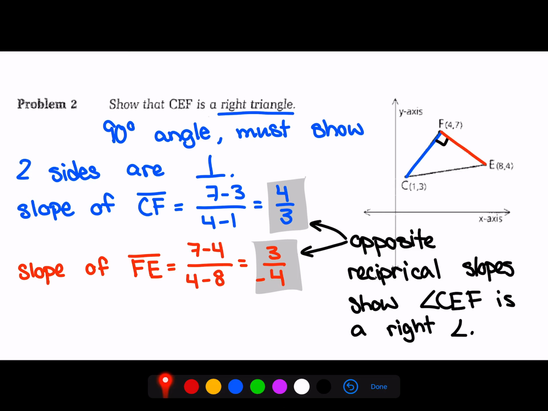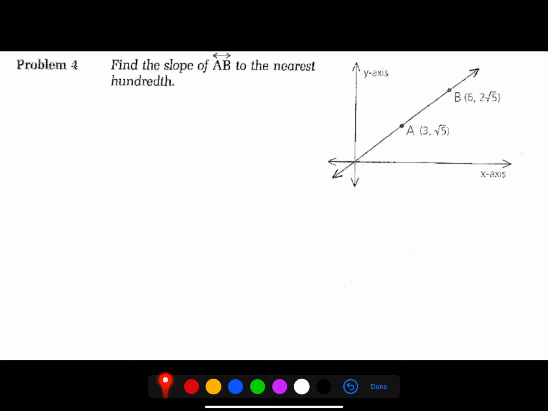All right, let's go ahead and try another one. Try this one on your own if you'd like. Find the slope of line AB to the nearest hundredth. Again, we're using that slope equation. Slope is equal to y2 minus y1 over x2 minus x1. If you'd like, you can go ahead and pause the video real quick and then jump back in, and I'll have the answer for you.